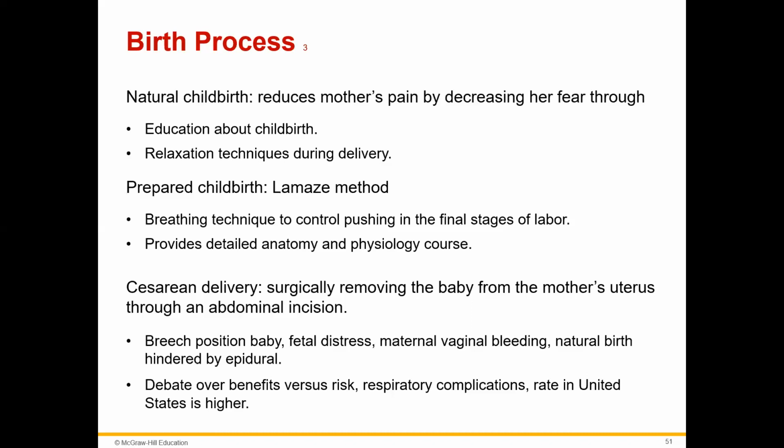One other type of childbirth, of course, is cesarean delivery, which is surgically removing the baby through an abdominal incision. This would be done if the baby is in a breech position, meaning that it's coming out the wrong way. It's not coming out head first. The feet are presenting first. And if they can't get the baby turned around, they should not take the baby out that way. If there's fetal distress, so if the baby's in trouble, they may go quickly to a cesarean. Other reasons are maternal vaginal bleeding, or a natural birth has been hindered by an epidural.